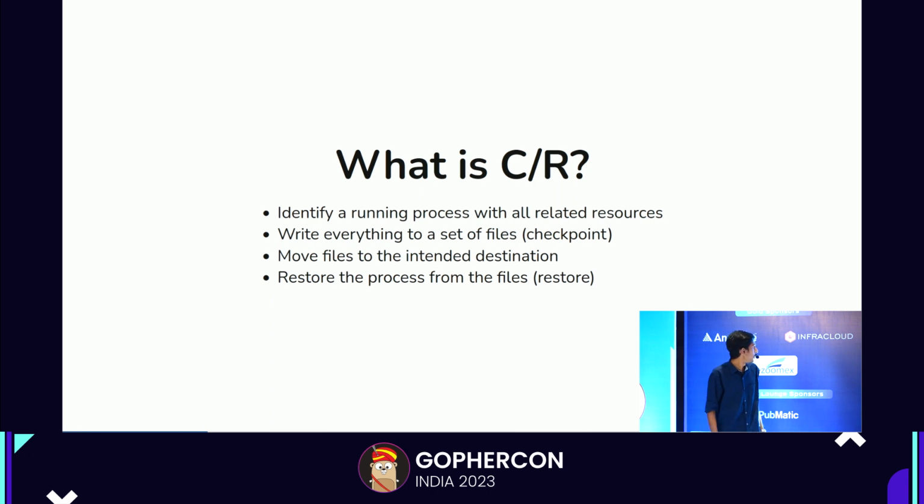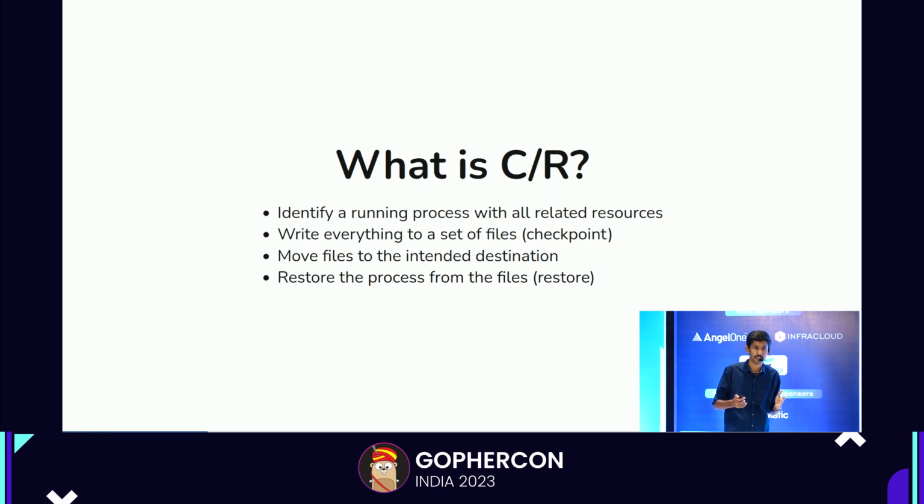So checkpoint restore is basically the act of taking a process, identifying everything that's associated with it, and writing that to disk. And then you can use these files that are saved on disk to restore it on the same system, a different system, in a different scenario. It's whatever your fancy is.